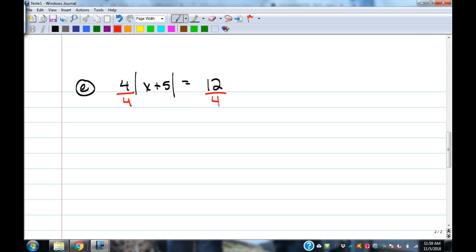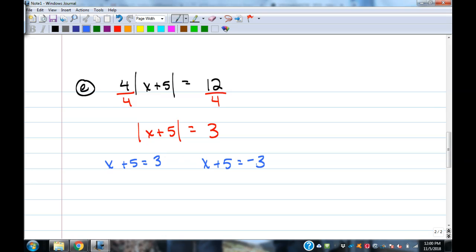When you're dealing with absolute value, never distribute. Okay? If you're dealing with absolute value, never do distributive properties. Always just work from the idea of getting rid of that number. Don't ever distribute. Now, 12 divided by 4 is 3, so we get absolute value of x plus 5 is equal to 3. What are our 2 equations that we set up? Yeah, x plus 5 is equal to positive 3, x plus 5 is equal to negative 3.